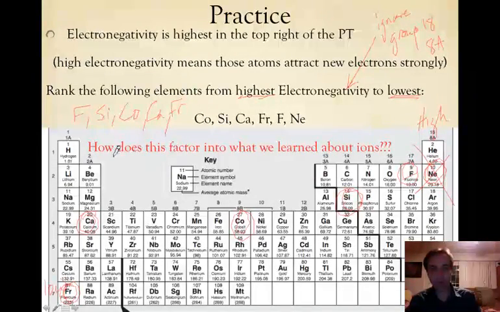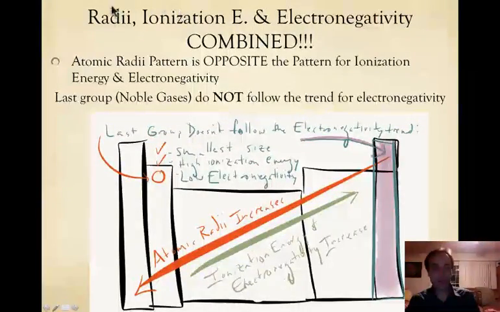Okay, the last idea I want to hit with electronegativity is how does this factor into what we've learned about ions? Well, with ionization energy, we said that these guys to the left, the metals, tend to lose electrons, becoming positively charged ions. If you're to the right of the staircase, meaning over here, these guys do the opposite. They have high electronegativities, so they tend to gain electrons, which means when they become an ion, they have a negative charge.